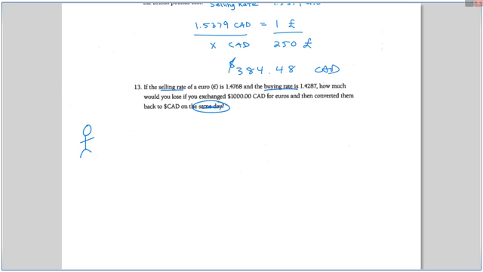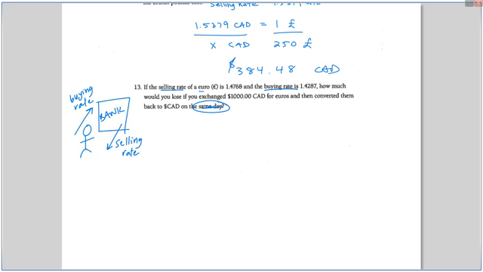So here you are, you're the customer, here's the bank. First they're going to sell it to you. So that's the selling rate. And then you're going to give it back to them. That's the buying rate. So they sell it to you, then they buy it back from you. Okay? So the selling rate.